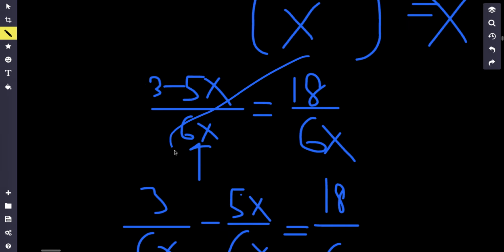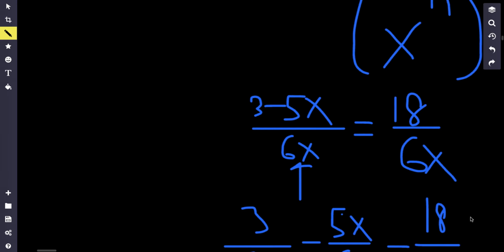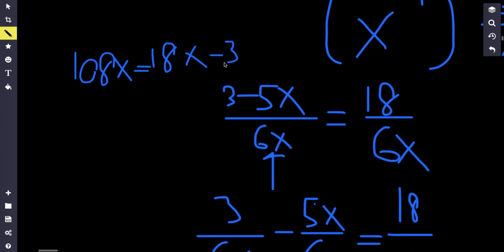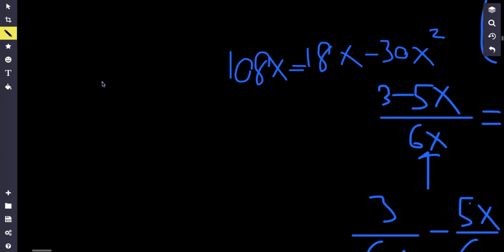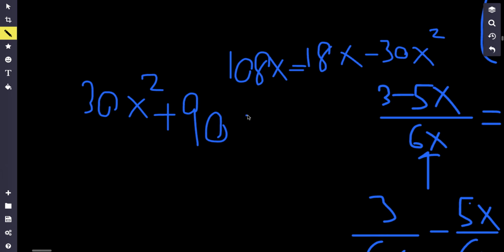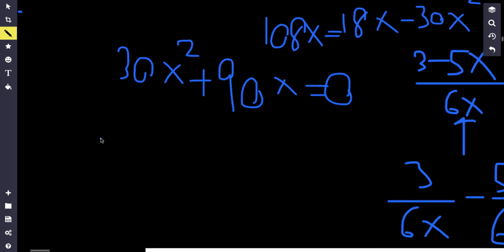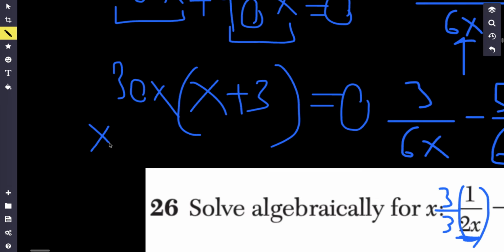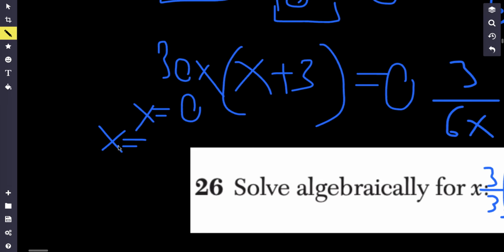We can cross multiply. So we get 6x times 18, that's going to be 108x. 6x times 3 is 18x. And then 6x times negative 5x is negative 30x squared. If I move everything to one side, I'm going to get 30x squared, subtract 18x to both sides, so I get plus 90x is equal to 0. Now let me factor out a 30x, because both these terms have 30x in them. So 30x, and this is x plus 3, is equal to 0. So either x is equal to 0, or x is equal to negative 3.